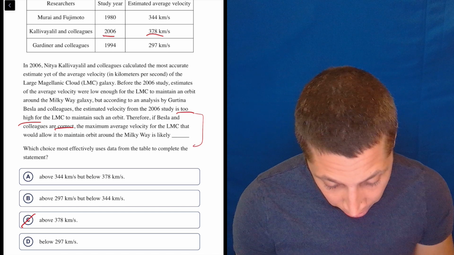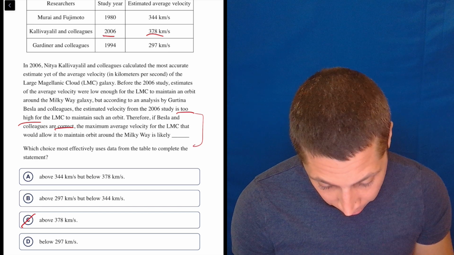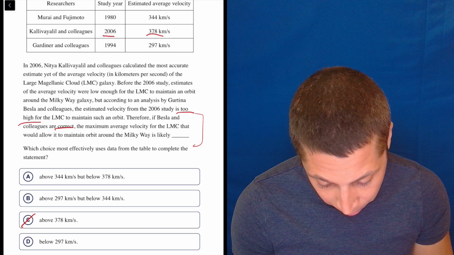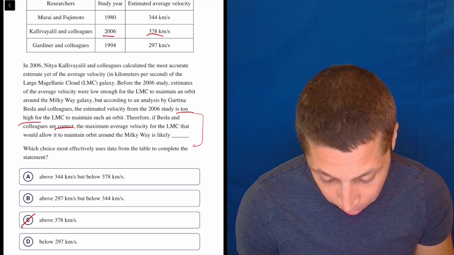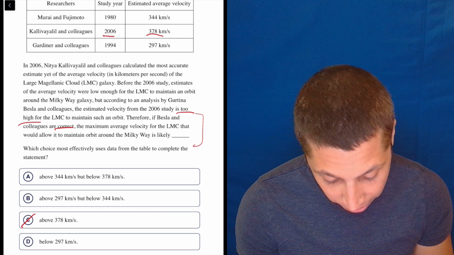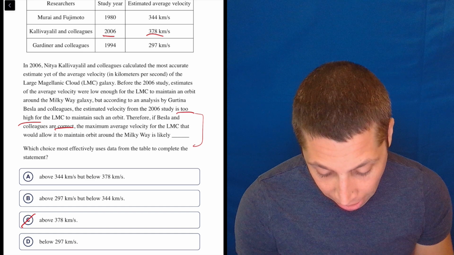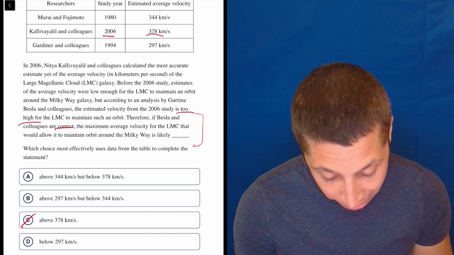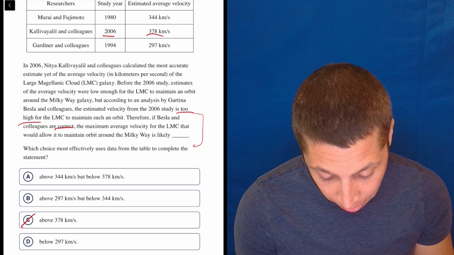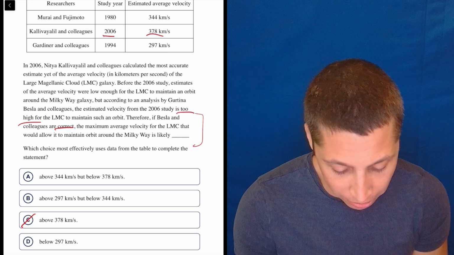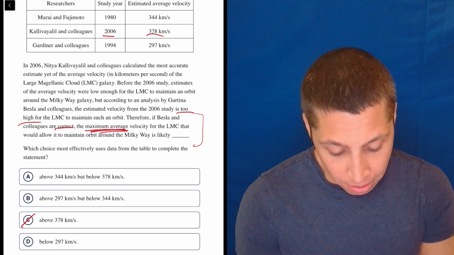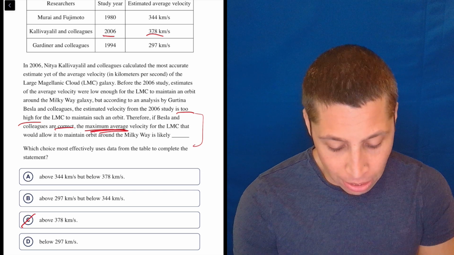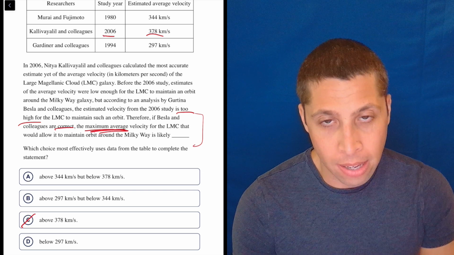Let's go back again. Before the 2006 study, estimates of the average velocity were low enough for the LMC to maintain an orbit, but according to analysis by these people, the estimated velocity from the 2006 study is too high for the LMC to maintain such an orbit. The maximum average, okay, I understand what's happening now. I just didn't read this carefully. The maximum average velocity that would allow it to maintain an orbit around the Milky Way is likely.